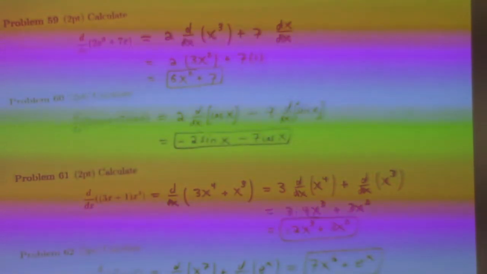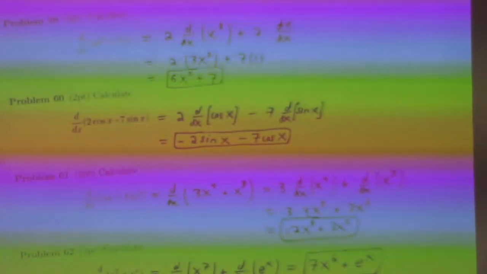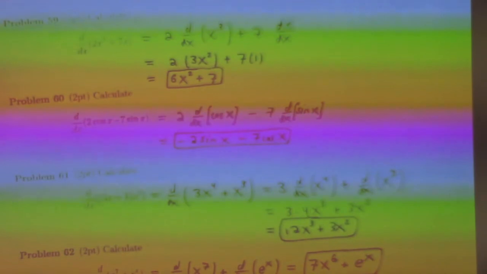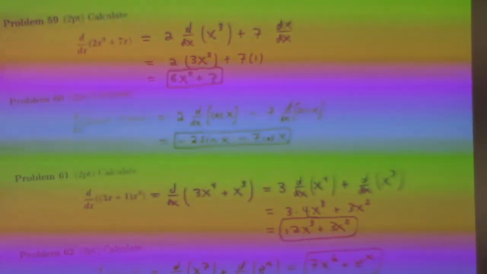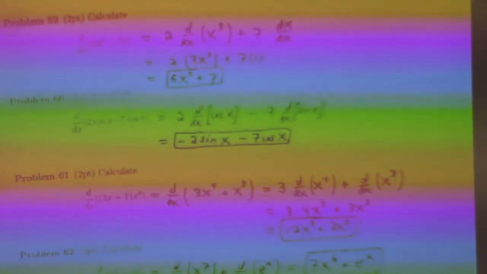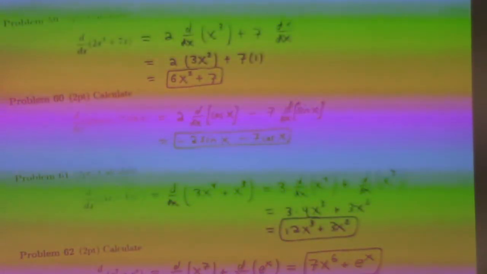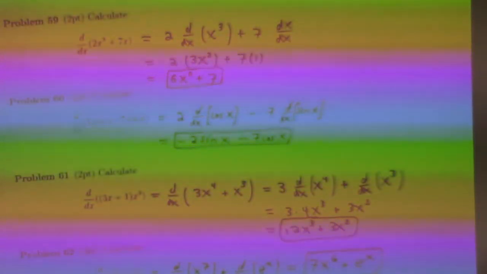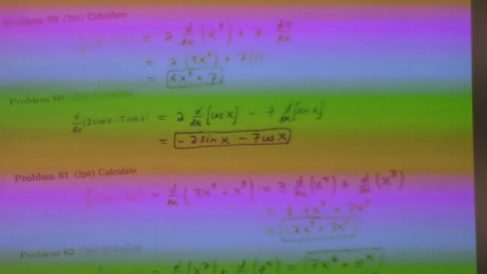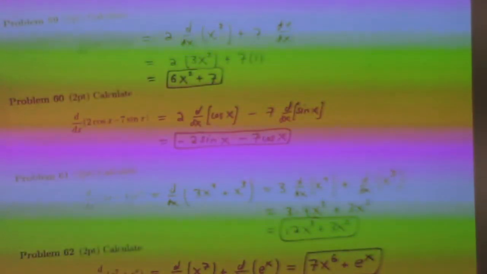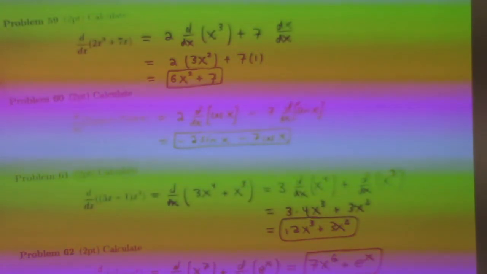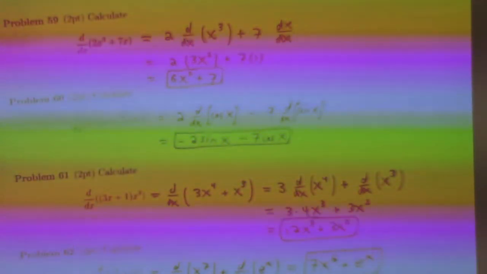That's where I got confused while I was doing mine. So, is it that rule, that cos should be negative sine? The derivative of cosine is minus sine, yeah. Is it that rule? It is a rule, yeah.